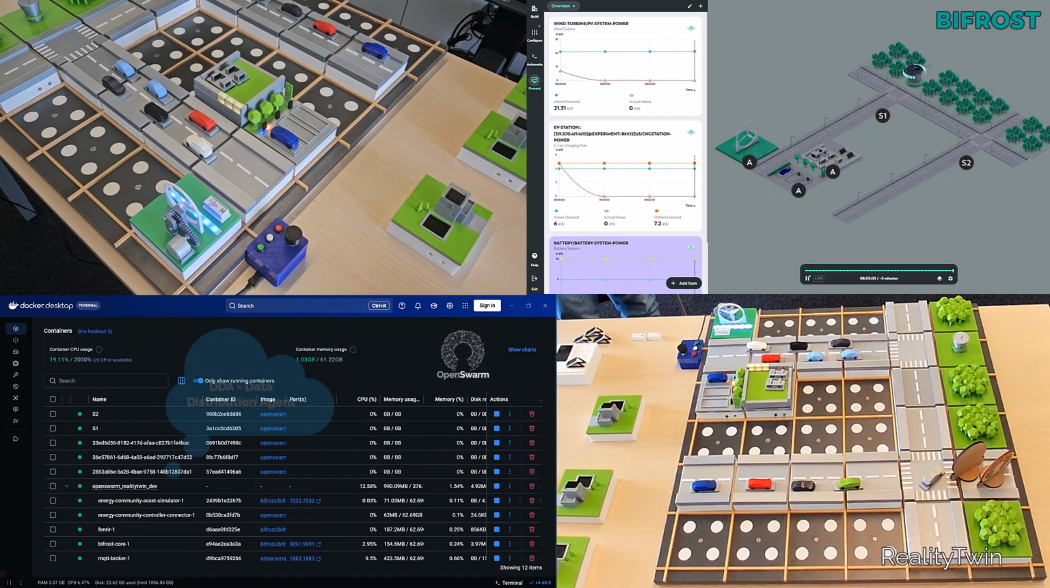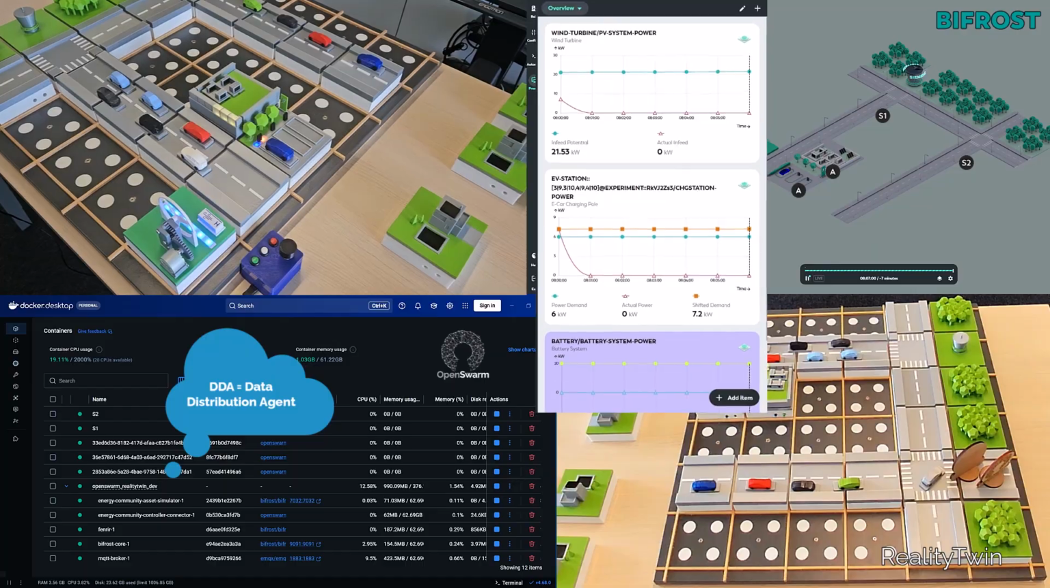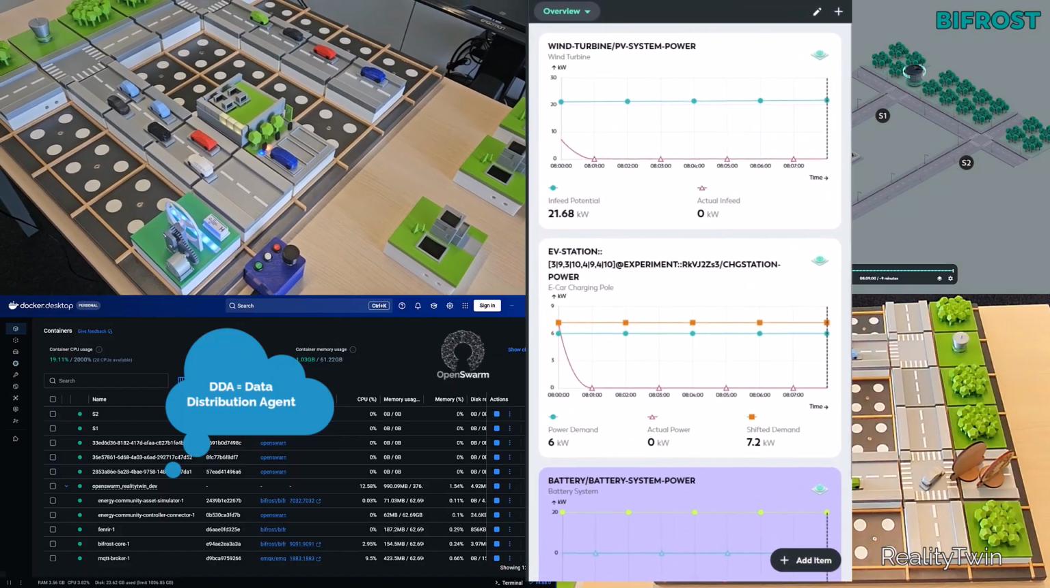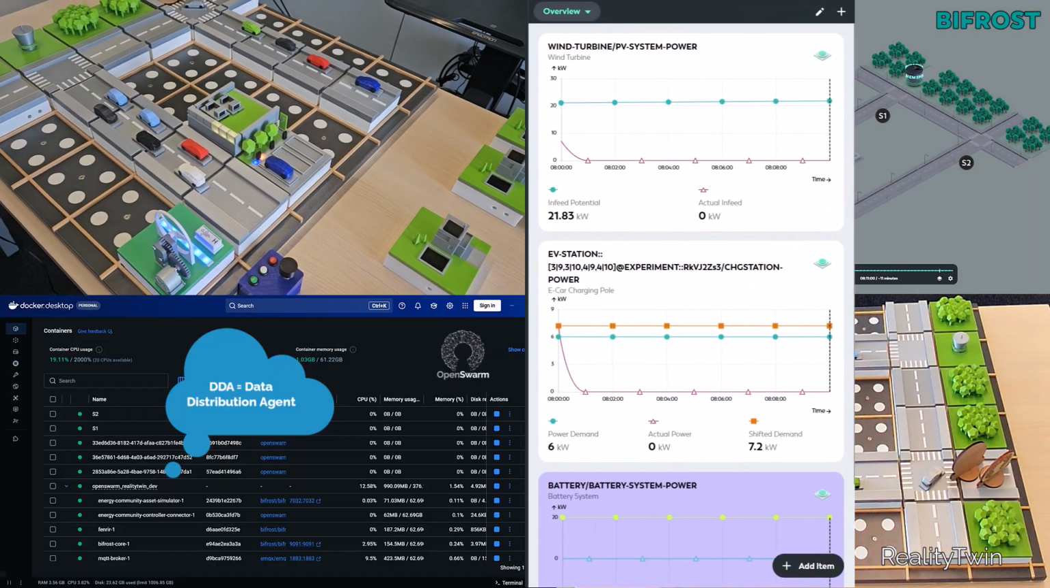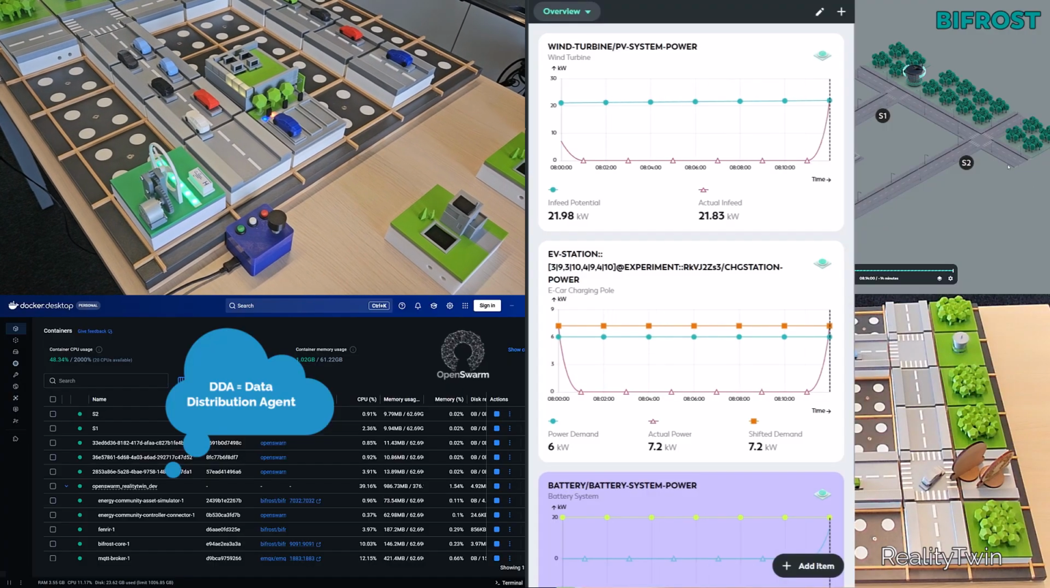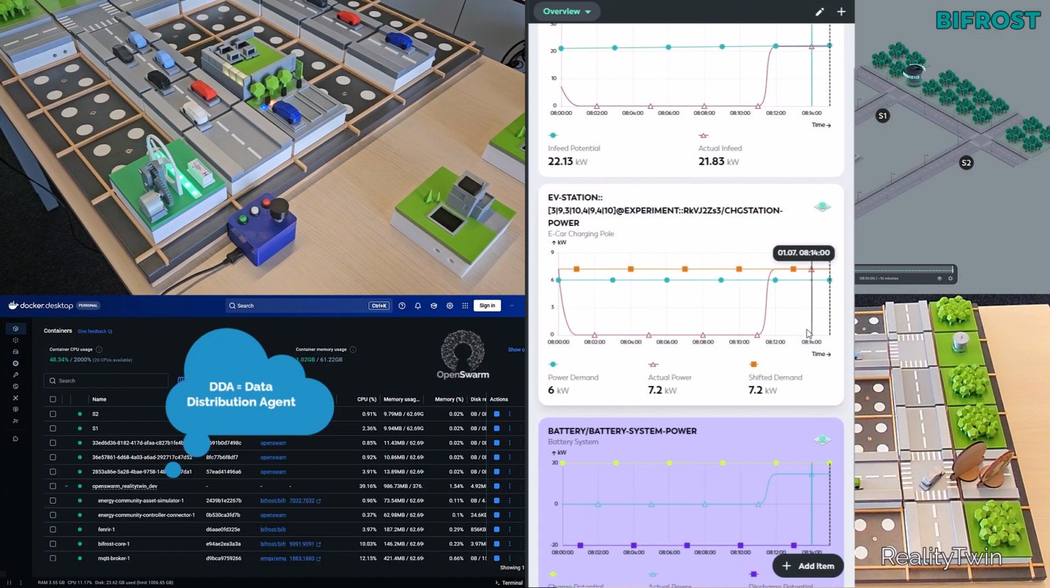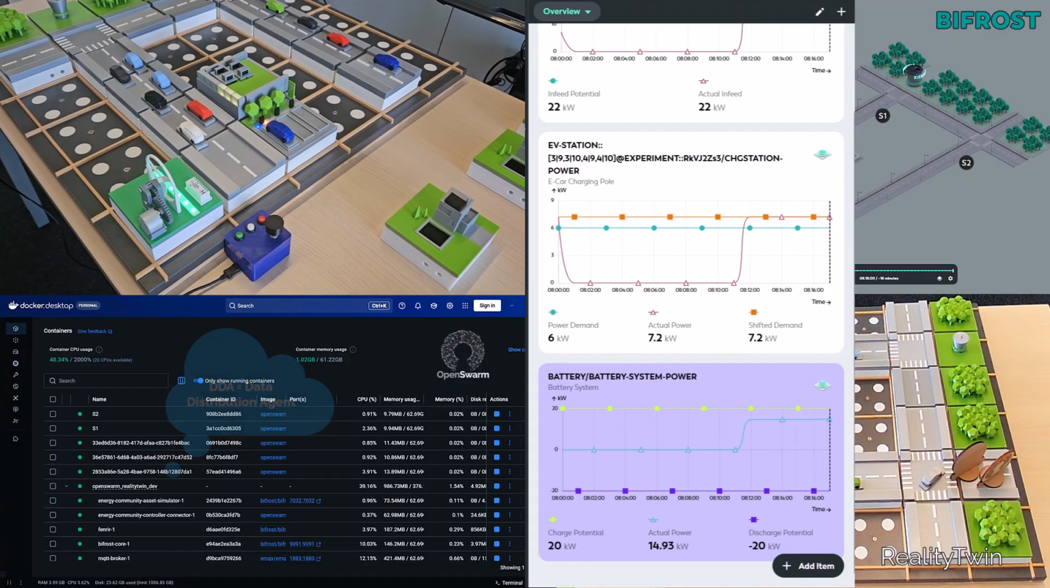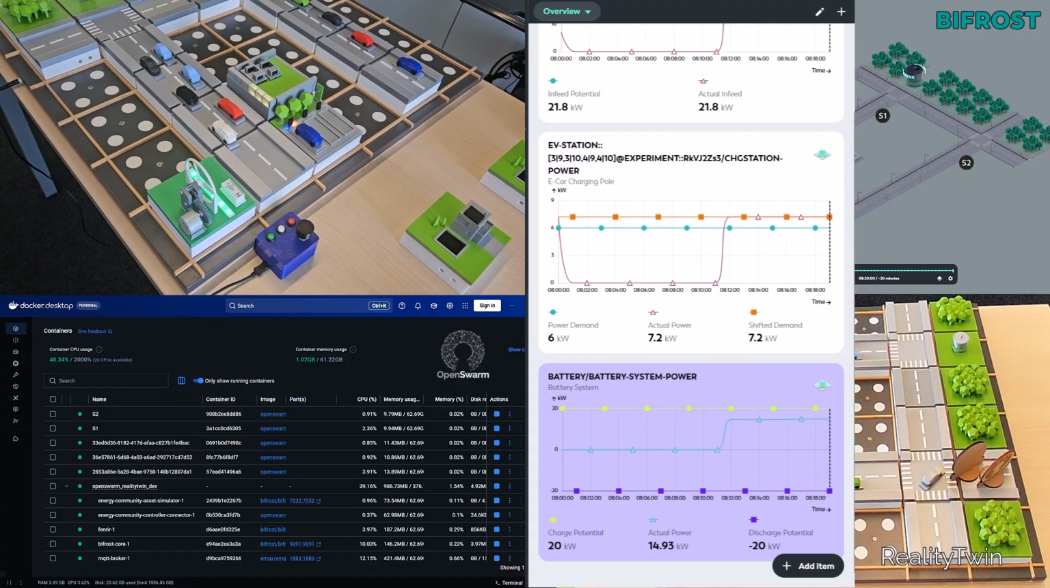We see another DDA node spawned. This is the storage system. It provides the information about how much charging and discharging power is available depending on its SoC.